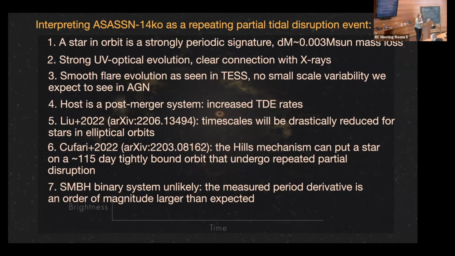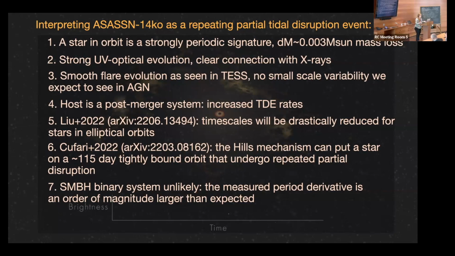We also see very strong UV optical evolution, which we do see for many other TDEs, and there's clearly a connection with the X-rays. There are many open questions with that, but there's clearly a connection between the X-rays, UV, and optical. Also, something we really have to keep in mind is the smooth evolution in TESS. There's no small scale variability, and comparing TESS light curves for other TDEs, they're quite similar. Also, we know from the host galaxy that it's a post-merger system, which have increased TDE rates.